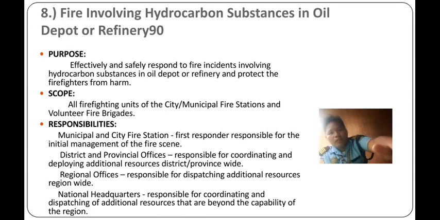8. We have also here fire involving hydrocarbon substance in oil depot or refinery. What is the purpose? The purpose is to effectively and safely respond to fire incidents involving hydrocarbon substances in oil depot or refinery and protect the firefighters from harm. The scope and responsibilities here are the same as number 1, 2, 3, 4, 5, 6, and 7.